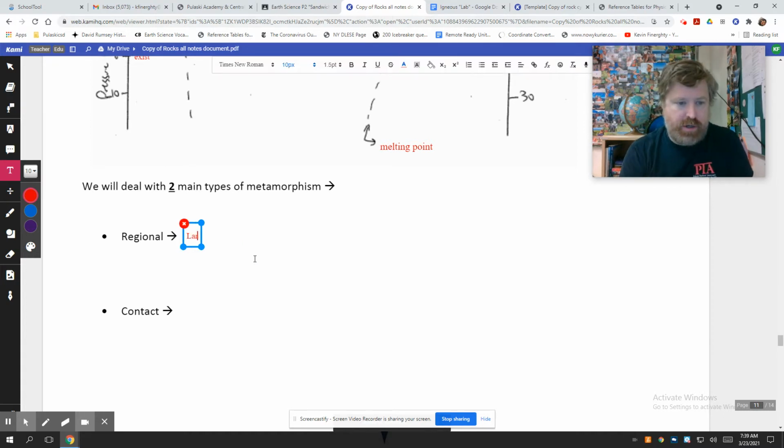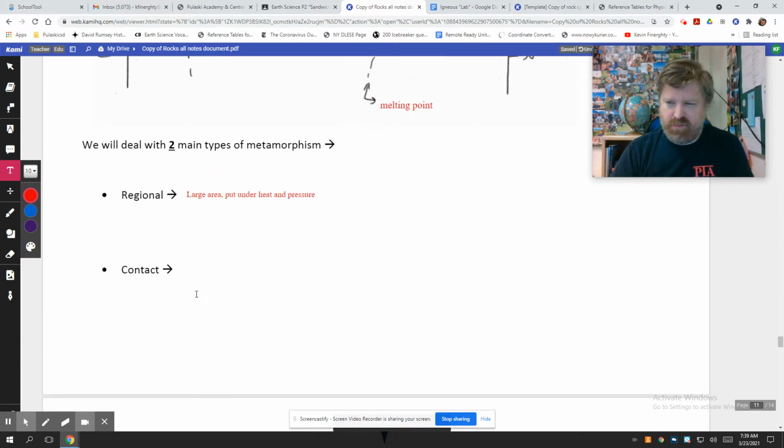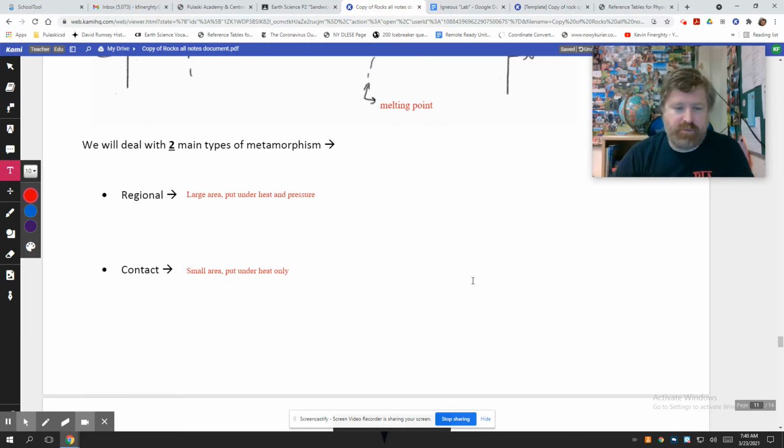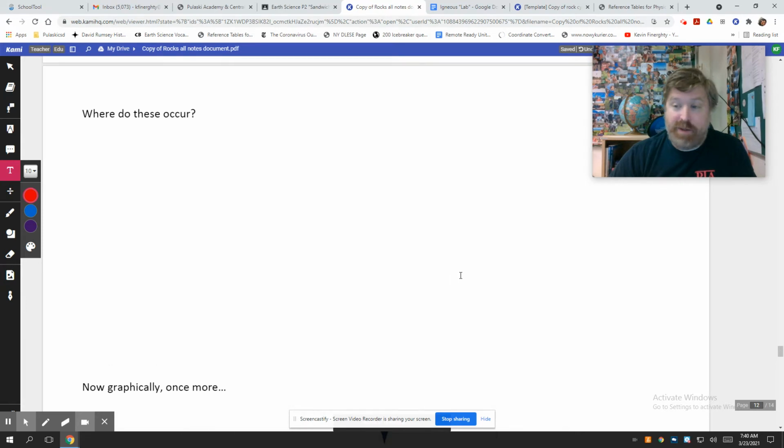Regional is when a large area is put under heat and pressure. We're going to draw this right here. So if you're thinking, what is this guy talking about? Just chill for a sec. We'll cover it. Contact is going to be generally a small area, but under heat only. That pressure doesn't really come into play a ton with contact metamorphism. All right, so what are these situations? We're going to draw them right here. Don't be intimidated. You know, I'm not very good at drawing either. We'll keep it simple.